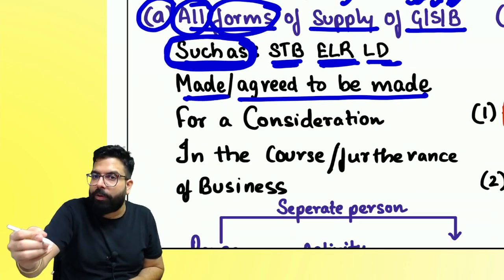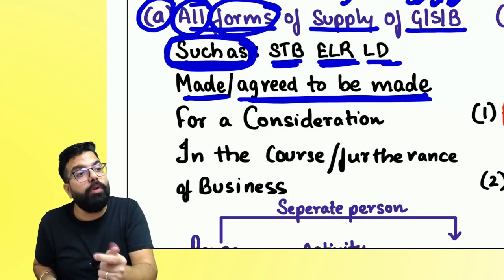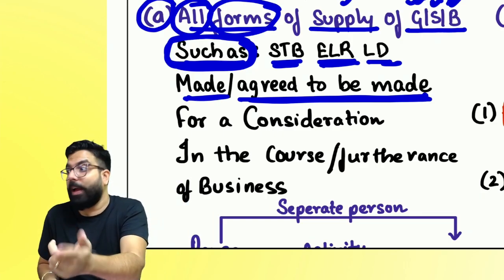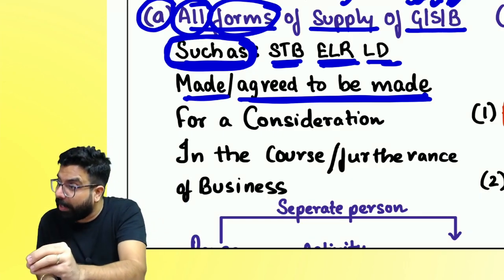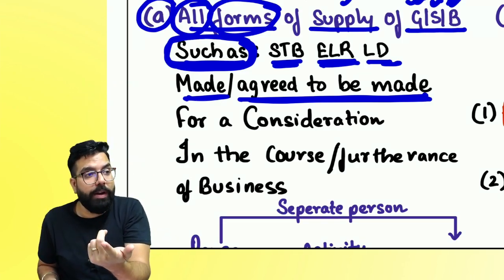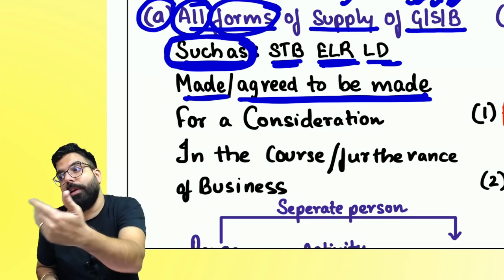Made means I'm giving you class. That is also included. Agreed to be made. You gave me money and I told you two months later the class will start. That is also a supply. It means I have done a supply, and I have to pay GST. Even if I've taken an advance and I've told you I'll give you service later, then also have I agreed to give you an activity? That is also a supply.